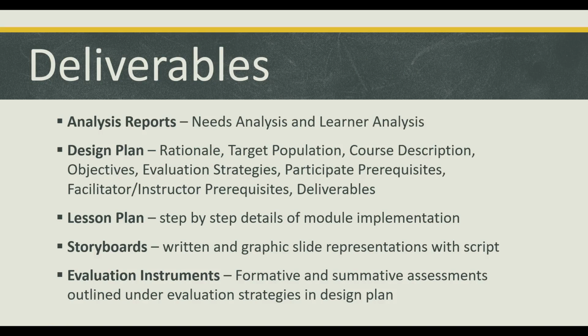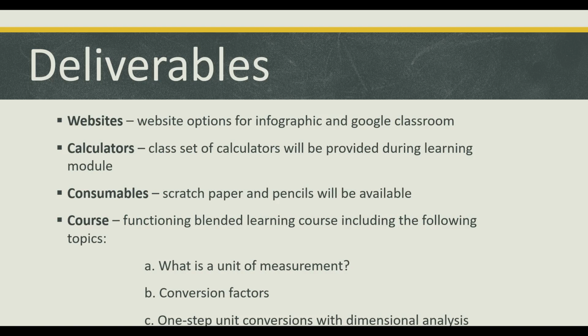The deliverables for this course include an analysis report with a needs analysis and a learner analysis, a design plan, a lesson plan with step-by-step details, storyboards that outline what the online module looks like, evaluation instruments to show the formative and summative assessments, website options for the infographic and Google Classroom, and calculators. We'll need a class set of calculators. Some consumables will be scratch paper and pencils available for learners who need them.